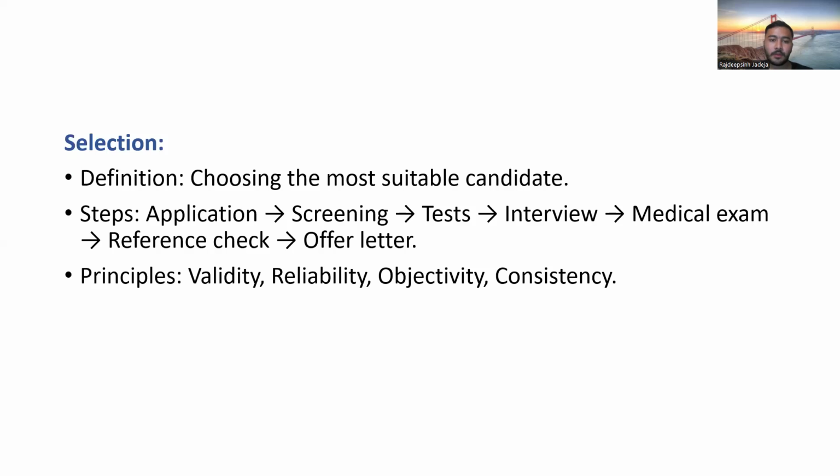Selection is done on the basis of application. First, HR will see the application, then screen the application, then conduct a test. After the test, followed by the interview. After the interview, followed by the medical exam, then the reference check, and after the reference check, the offer letter. This is a very long process, and sometimes it is mentally harassing. The principles used in selecting are validity of a candidate, reliability, objectivity, and consistency.